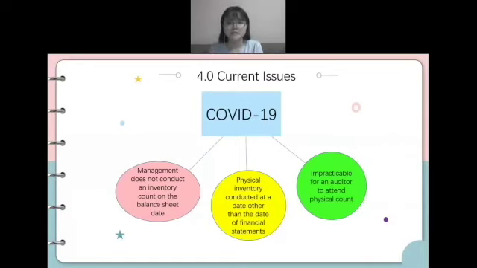Last is impracticable for an auditor to attend the physical count. As the government imposed a lockdown, the auditor also cannot go to the warehouse to count the stock. So they need to perform other alternative audit procedures to collect the evidence.